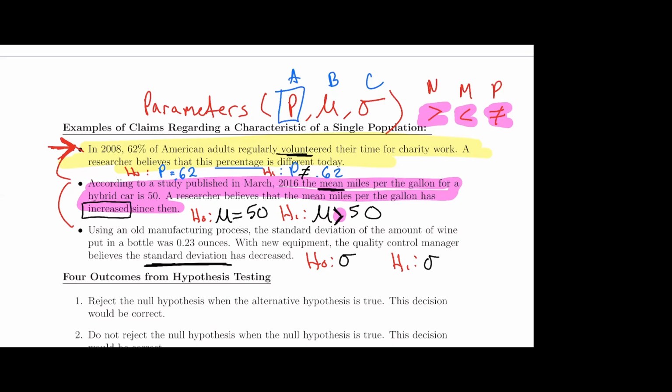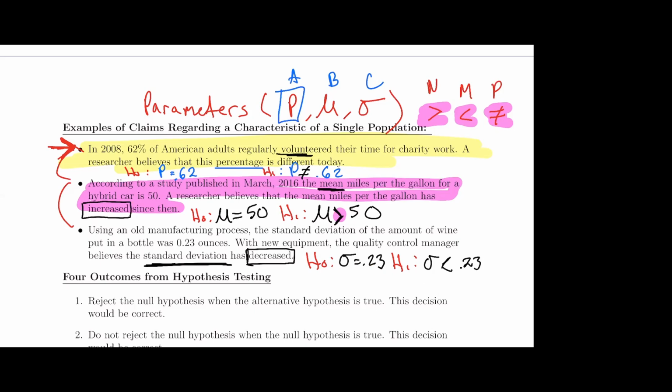All right, so what do we believe the standard deviation should be? Yeah, 0.23. So we'll put sigma equal to 0.23. All right, some of you already gave me the answer for which symbol we should use. So you want to put less than. Just decrease. All right, and that's it for that one.